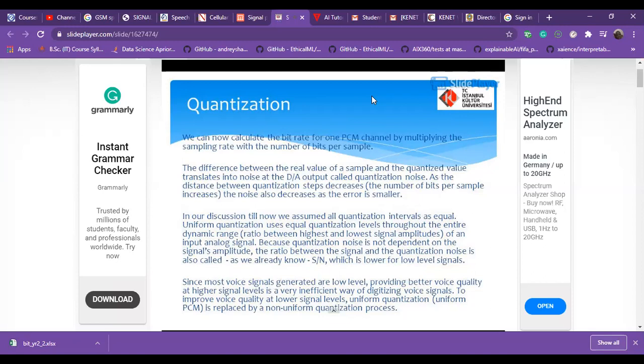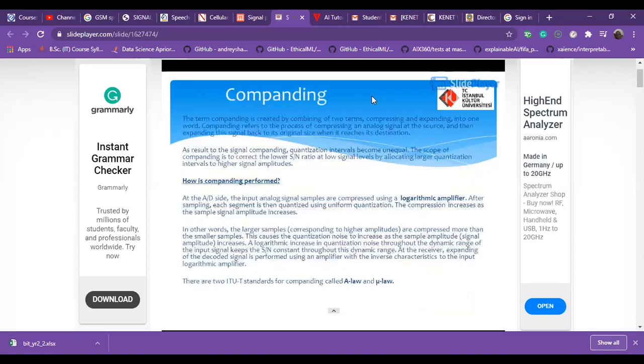To improve voice quality at lower signal levels, uniform quantization is replaced by a non-uniform quantization process. Companding. The term companding is created by combining two terms, compressing and expanding, into one word. Companding refers to the process of compressing an analog signal at the source, and then expanding the signal back to its original size when it reaches its destination.